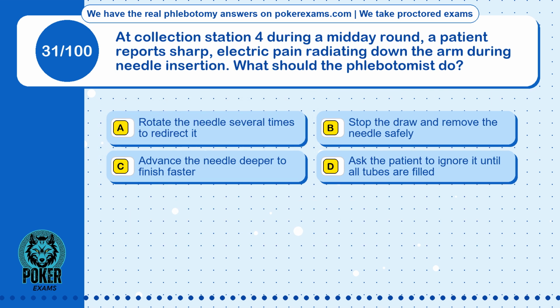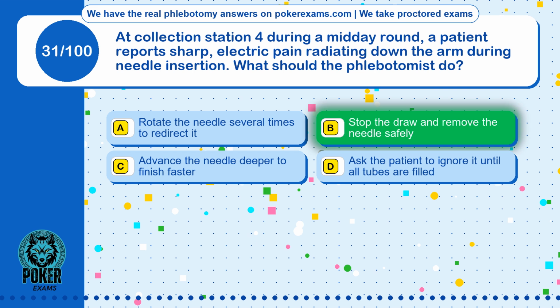Question 31. At collection station 4 during a midday round, a patient reports sharp, electric pain radiating down the arm during needle insertion. What should the phlebotomist do? Option A. Rotate the needle several times to redirect it. Option B. Stop the draw and remove the needle safely. Option C. Advance the needle deeper to finish faster. Option D. Ask the patient to ignore it until all tubes are filled.